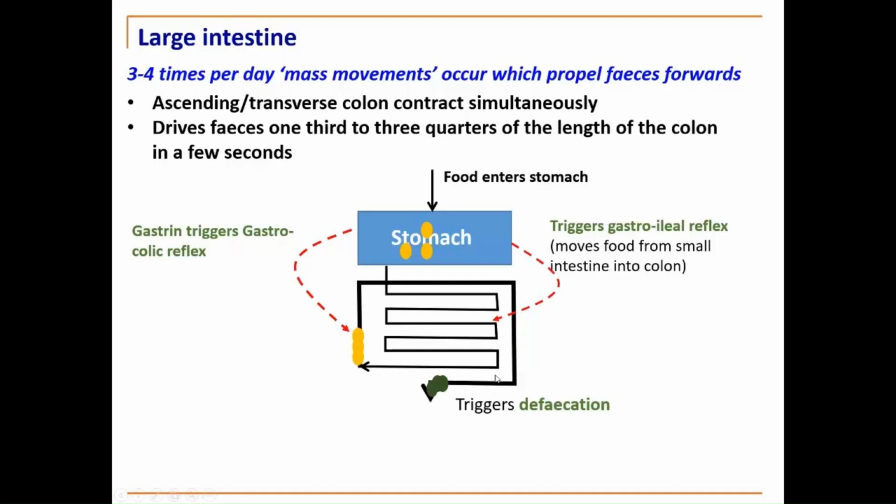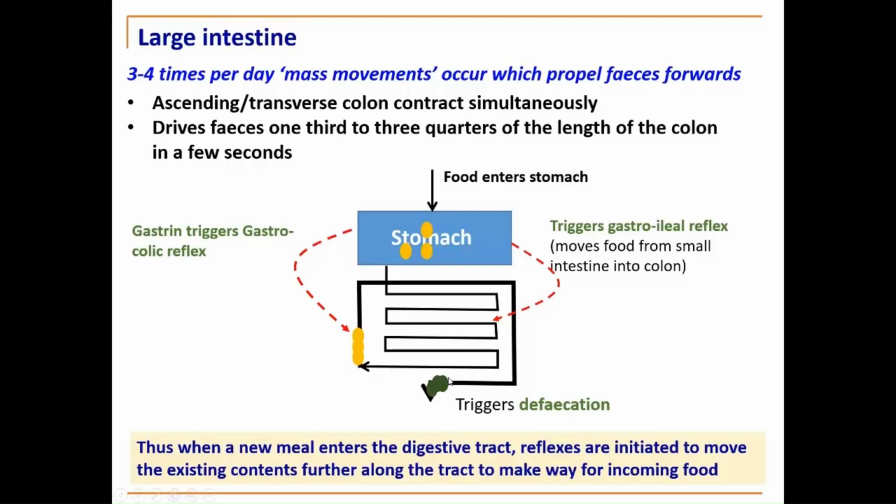And then it reaches the end point, and that triggers defecation. So therefore, when a new meal enters the digestive tract, there are a variety of reflexes that are initiated, so the gastroileal reflex and the gastrocolic reflex, to move the existing contents further along the tract to make way for the incoming food.